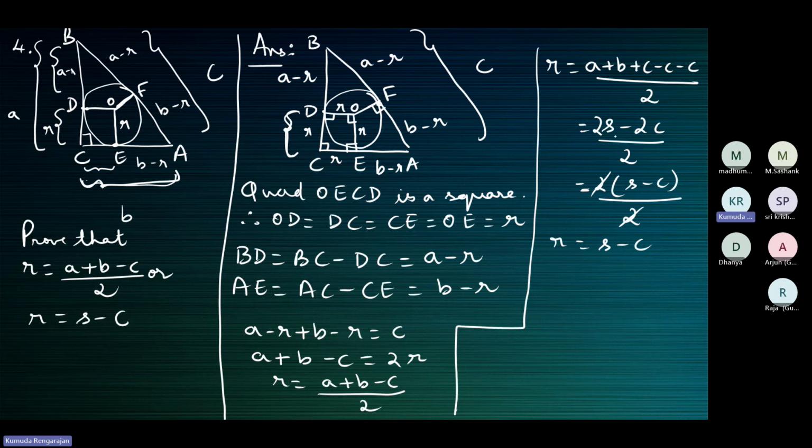Now A plus B plus C is 2S. A plus B plus C is not S. S is semi-perimeter, not perimeter, but A plus B plus C is the perimeter. So A plus B plus C is 2S, minus 2C, by 2. 2 is common, 2 cancels. R is equal to S minus C. So in a right triangle, the in-radius is also the semi-perimeter minus C, meaning minus the hypotenuse.